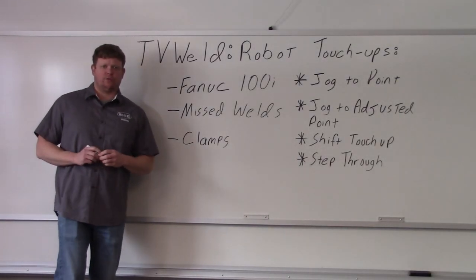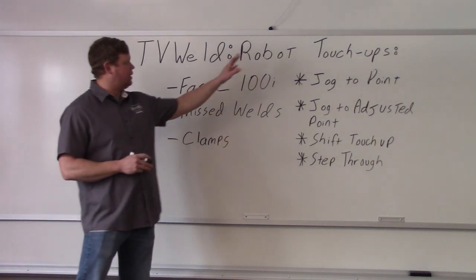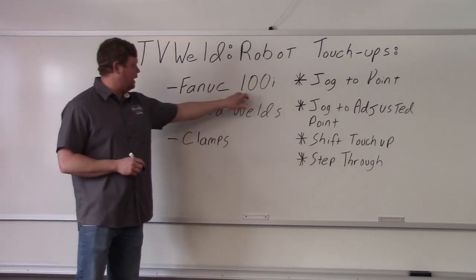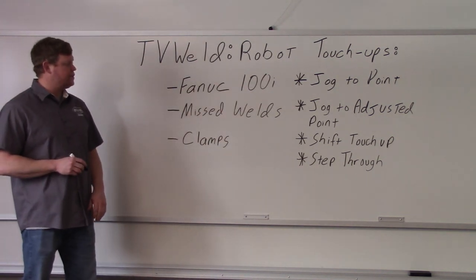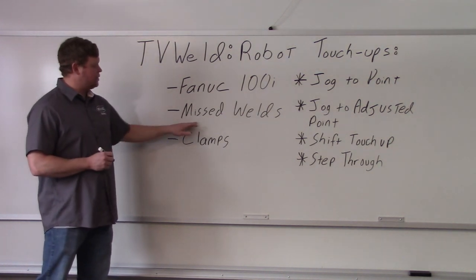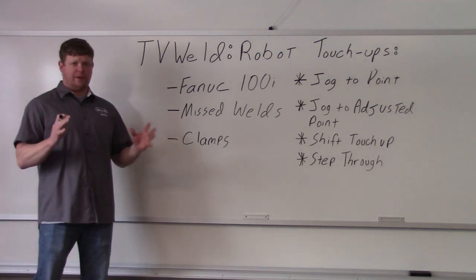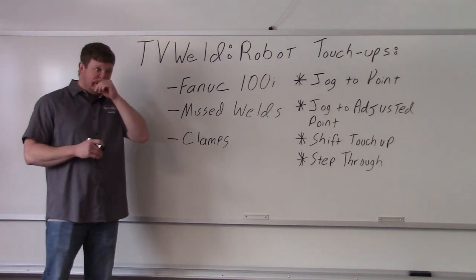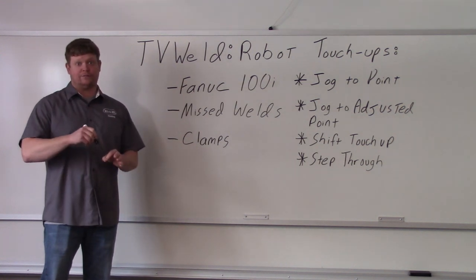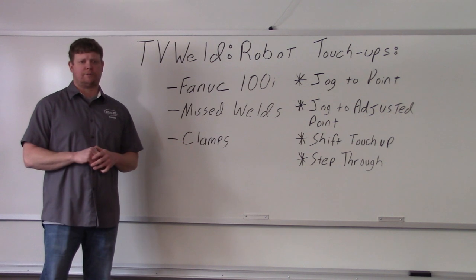How's it going today? What we've got going on here is we're going to program a robot to do touch-ups, all right? We're going to use a Fanuc 100i, and the reason you'd have to do touch-ups is usually missed welds, but it could also be dodging clamps, things like that. So what happens is you program your robot, you put all your points in. Usually they discover the missed welds after they start welding, and the weld is not quite where they want it, so they want to do minor touch-ups to make sure the weld is in the correct spot.